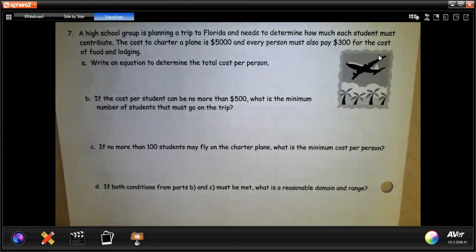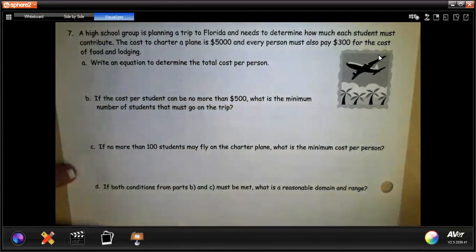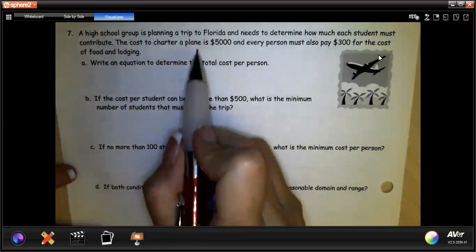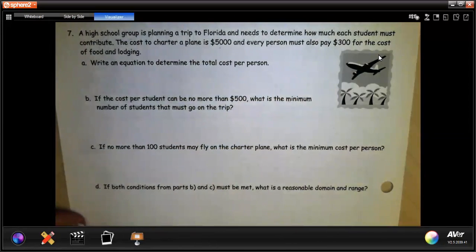That's your average cost. So it says a high school group is planning a trip to Florida and needs to determine how much each student must contribute. The cost to charter a plane is $5,000, and every person must also pay $300 for the cost of food and lodging. We want to write the equation first.